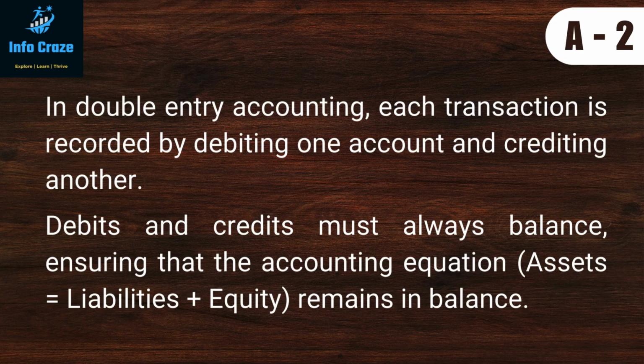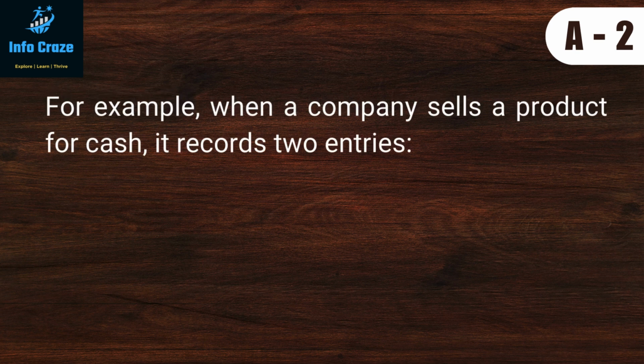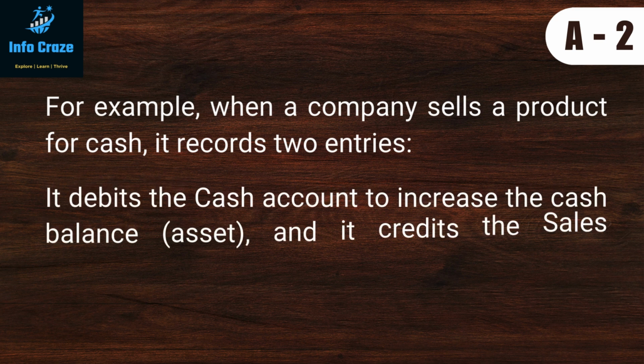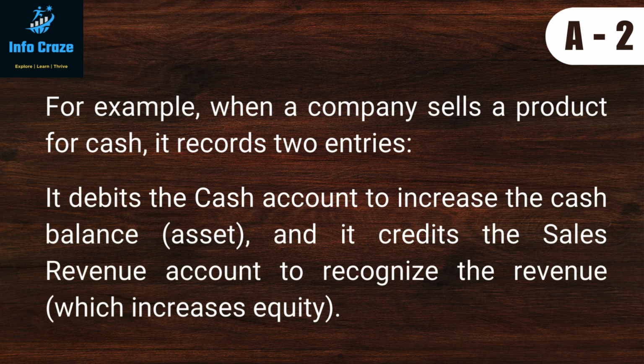For example, when a company sells a product for cash, it records two entries. It debits the cash account to increase the cash balance, which is an asset, and it credits the sales revenue account to recognize the revenue, which increases equity.